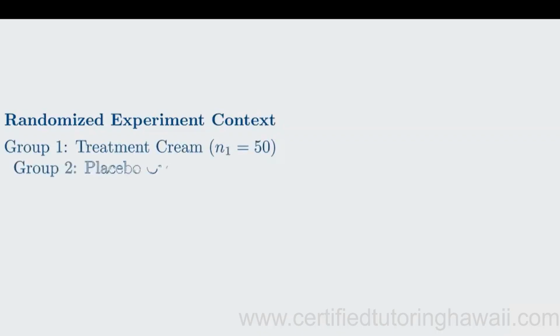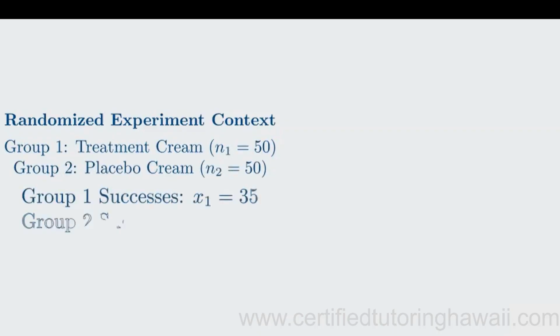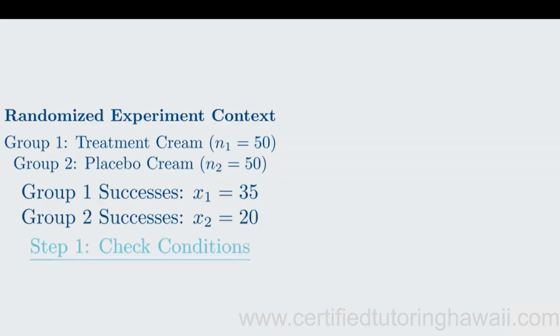Now, let's look at how this process changes slightly when we deal with a randomized experiment instead of an observational study. Suppose a medical researcher wants to compare two different treatments for a skin condition. 50 patients are randomly assigned to use a new treatment cream, and another 50 are randomly assigned to a placebo cream. After 2 weeks, 35 patients in the treatment group showed improvement, while only 20 in the placebo group showed improvement. Let's check our conditions for this experimental context.